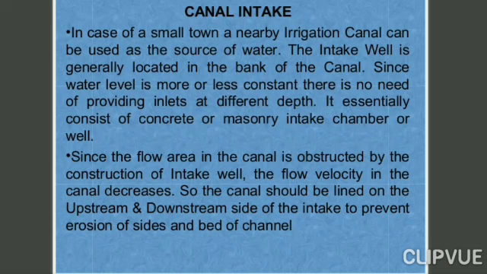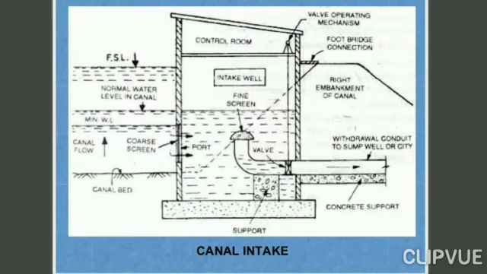In the canal intake, the water level is almost constant throughout the year. Therefore, the intake pipes are kept at one level only. The chamber is built in brick masonry work, partly in the canal and partly in RCC wall of the bank of the canal. This is the figure showing the canal intake.